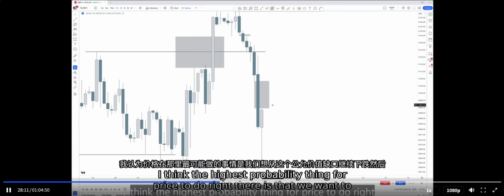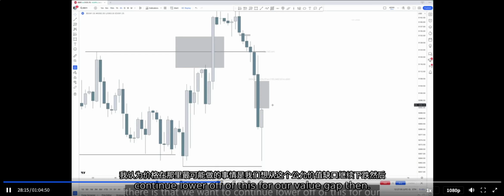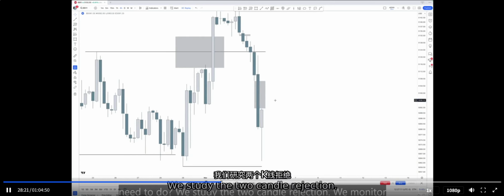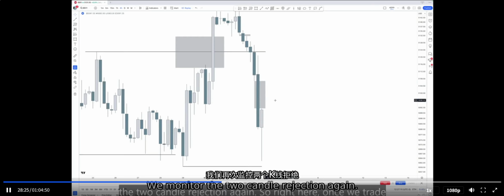I think the highest probability thing for price to do right there is that we want to continue lower off of this 4-hour value gap then. But is that guaranteed? No. So what do we need to do? We study the 2 candle rejection. We monitor the 2 candle rejection again.